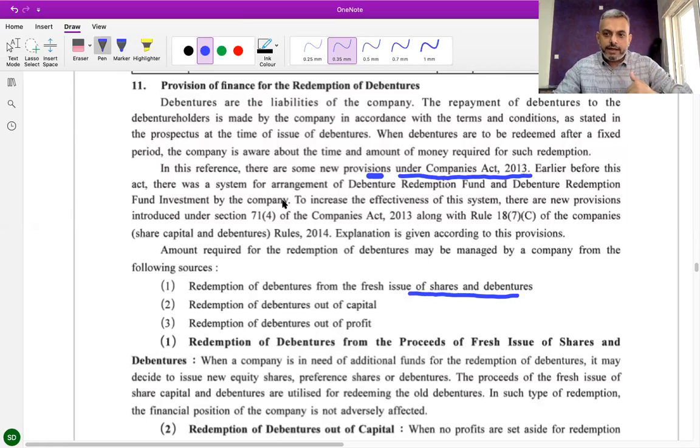So I come up with a new issue of debentures, or a new issue of shares. I take money from the public and then use that fund to redeem the old debentures. Second is redemption of debentures out of capital, meaning when I'm not having any new source of money, I will redeem from the existing capital, the existing funds I'm having. And third is redemption out of profit.